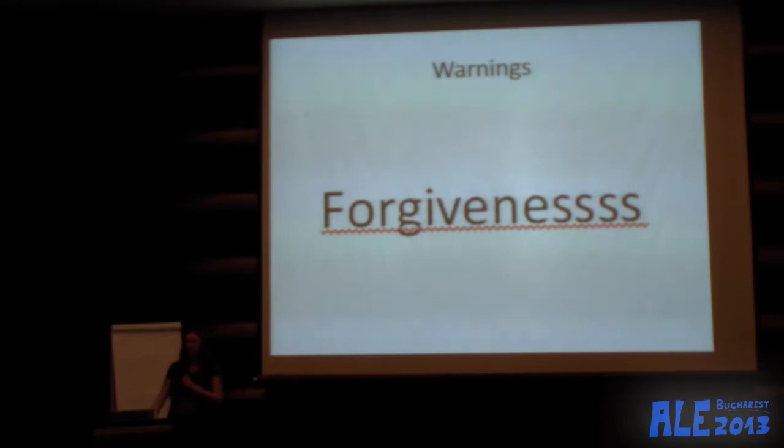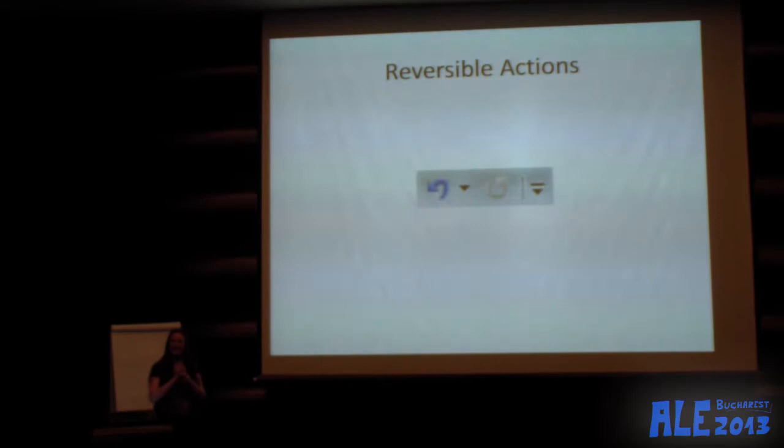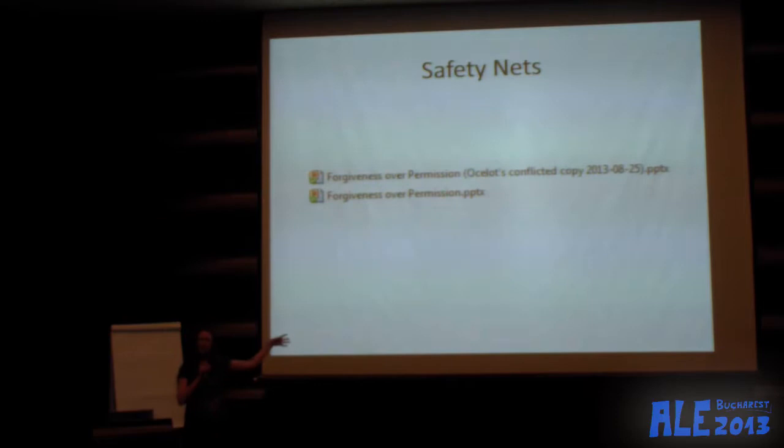Reversible actions. How many of you just hit Control Z without thinking about it while you're coding? Yeah? It's that intuitive to us, reversible actions. And this is actually one of the things I want to look at in a bit more detail later. And safety net. So this is actually from Dropbox. If I edit something on my computer at home and then edit it on this little laptop at the same time, Dropbox will actually just save it in a different place. And it'll give it a name like this, so that you don't lose your work. And that's a safety net.